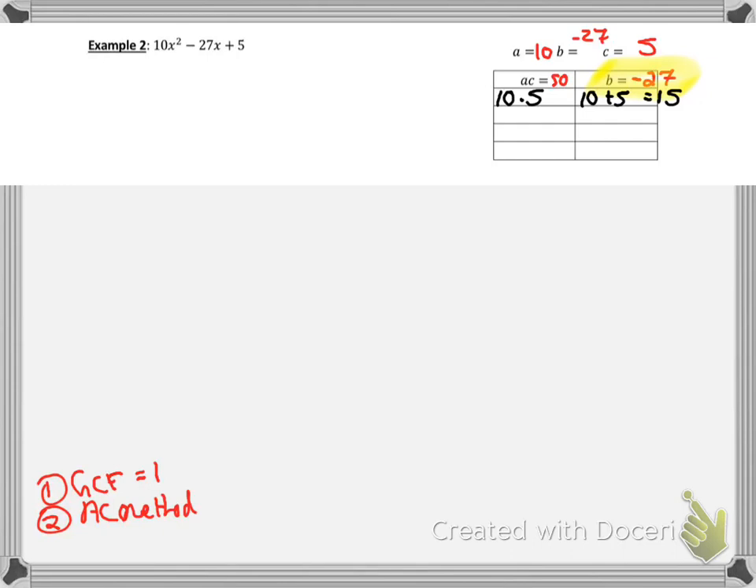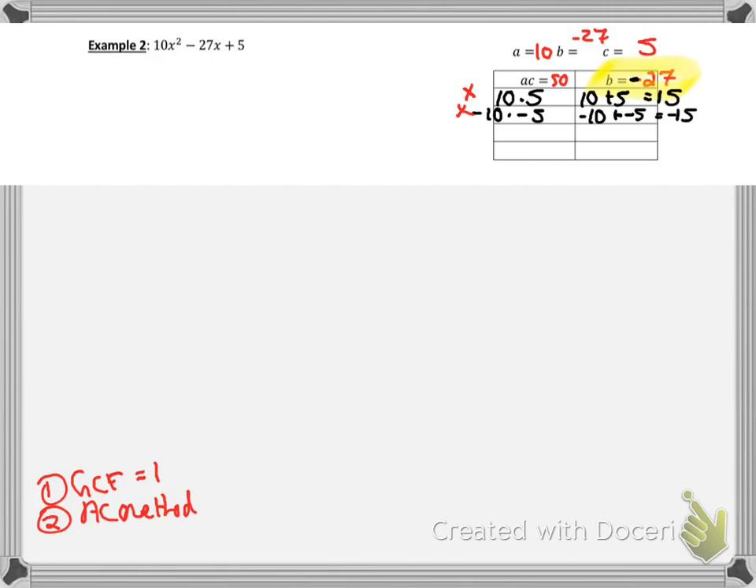So instead of listing positive terms, I want to be listing negative terms, like negative 10 times negative 5, which would give me a negative 15. Now, of course, neither of these answers is equal to negative 27, so neither one of them works. But again, I still want to be thinking about negative numbers because the sum of two numbers has to be negative according to what B is right here.